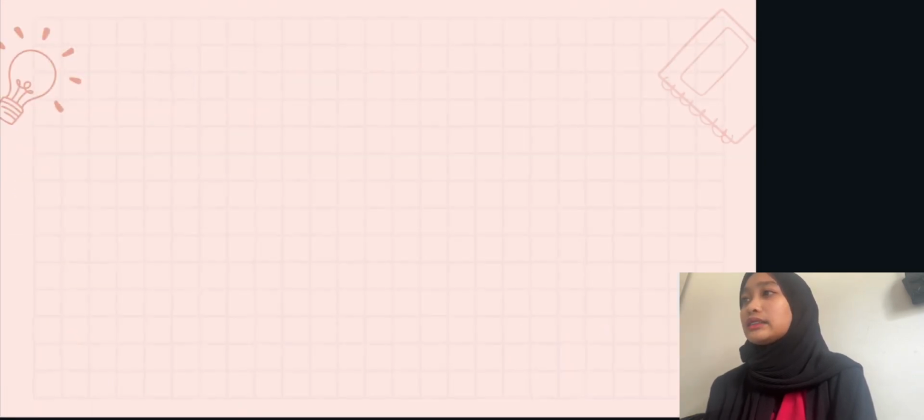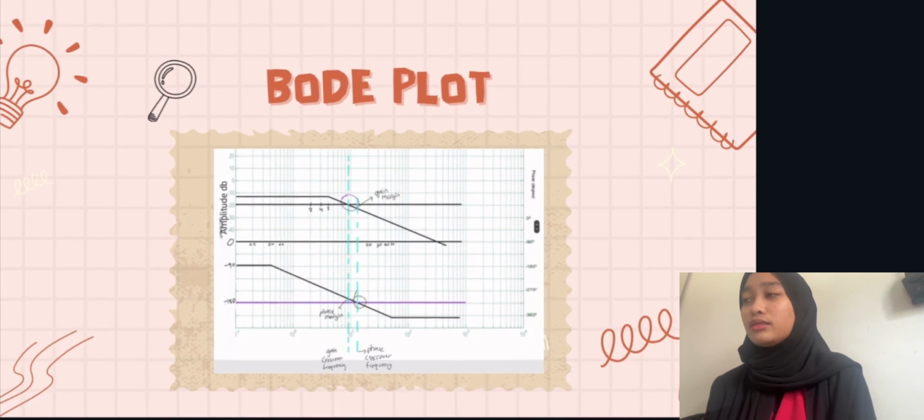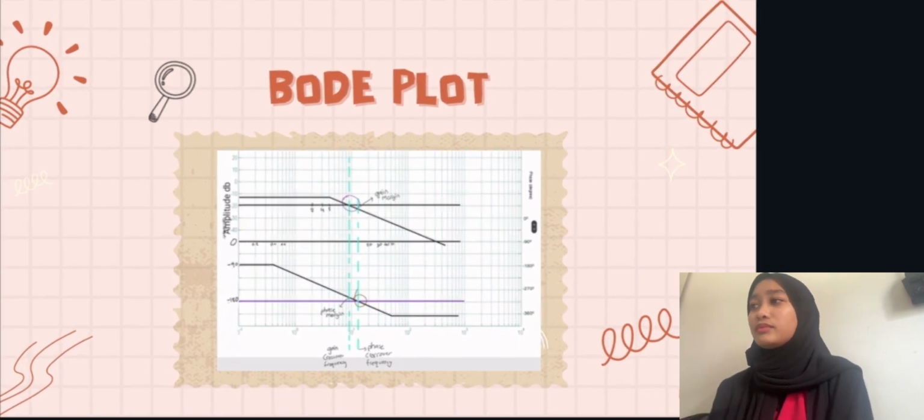Next is the Bode plot. A Bode plot is a method where we combine the amplitude response and phase response in one graph paper.